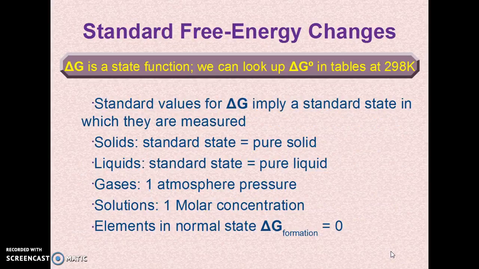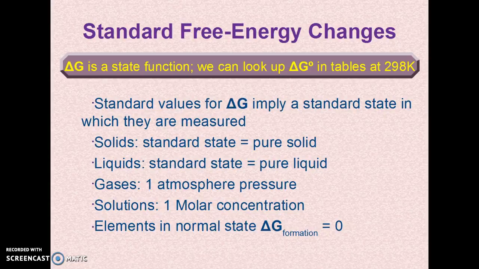Now, delta G is a state function that we can look up as delta G standard in tables, and that's given at 298 K, which is about room temperature. Standard values for delta G imply a standard state in which they are measured, so we have to be aware of what those standard states are.